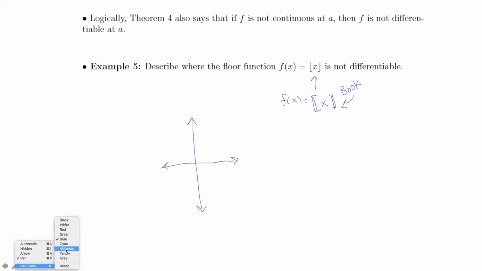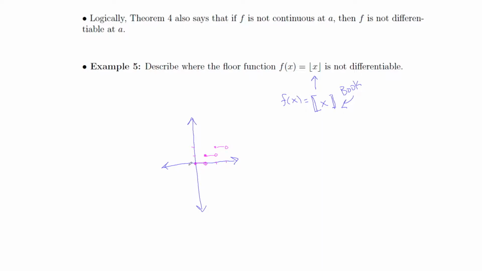So best just to start at 0. Okay, 0 is an integer, but then it's going to take everything between 0 and 1 and go to the next lower integer, which would be 0, right? So I've got a situation like this, but then that stops at 1 because then things get to pick back up at 1 because 1 is an integer, right?